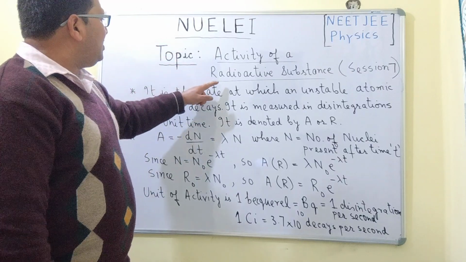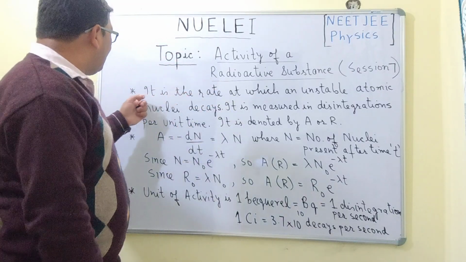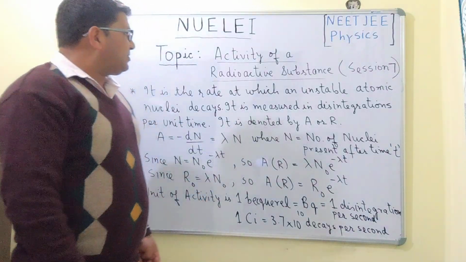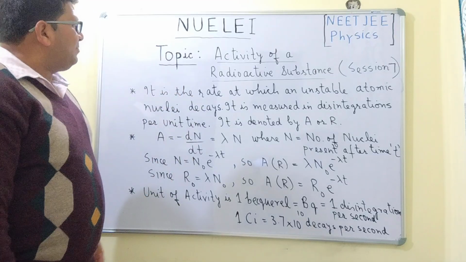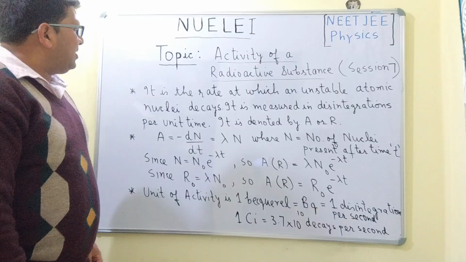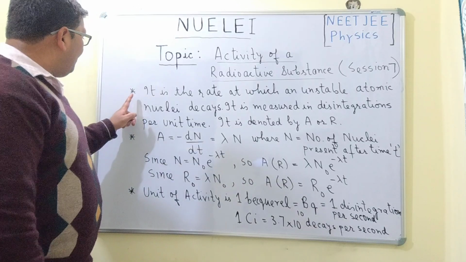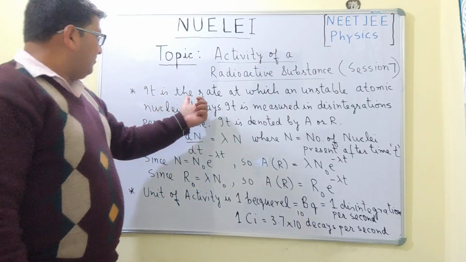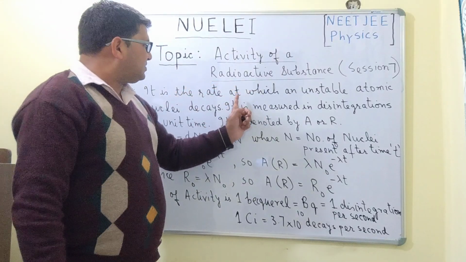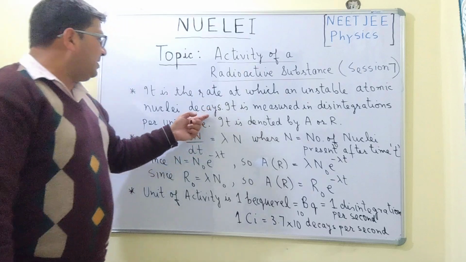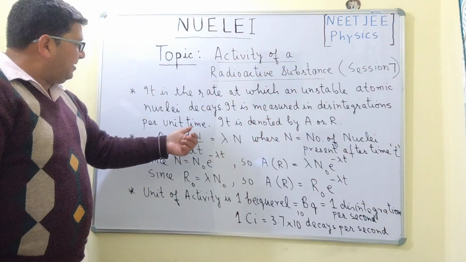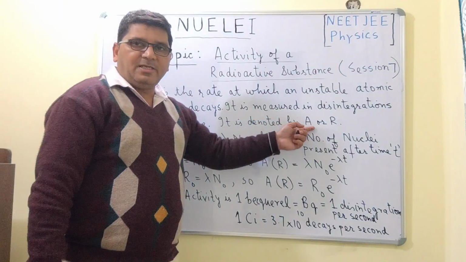The topic is the activity of a radioactive substance, and based on this topic I have written here 3 important points, and these 3 points will help us to understand what the activity of a radioactive substance is. So the first point is basically the definition of it. And it says that the activity of a radioactive substance is the rate at which an unstable atomic nuclei decays. It is measured in disintegrations per unit time, and it is denoted by capital A or capital R.